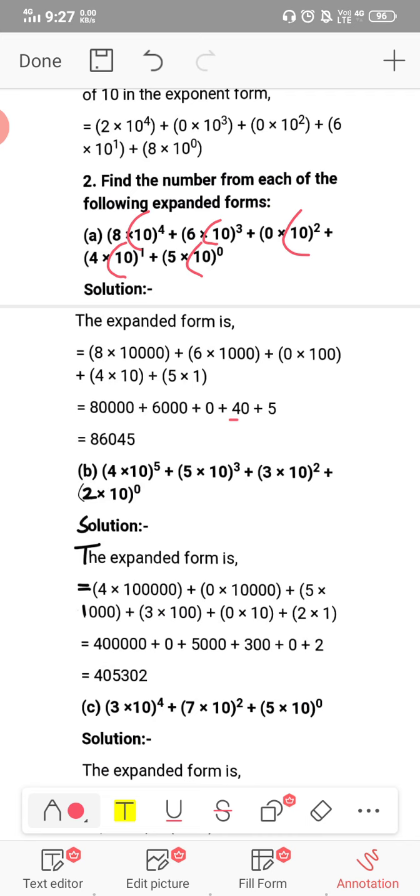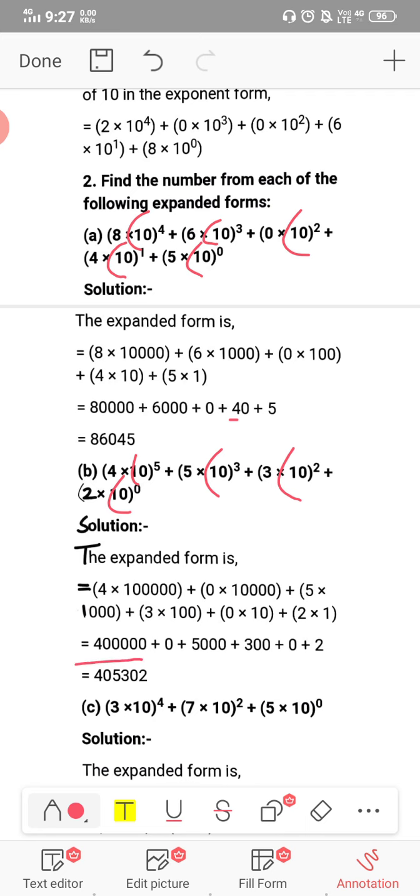Okay. Now moving on to the next part, it is 4 into 10 to the power 5. Again you will write it like the power is on 10, the power raised on 10, not on 4. So it is 4 into 10 to the power 5, 5 into 10 to the power 3, 3 into 10 to the power 2 and 2 into 10 to the power 0. So we can write it 4 into 1 lakh plus 0 into 10,000 plus 5 into 1,000 plus 3 into 100 plus 0 into 10 plus 2 into 1.